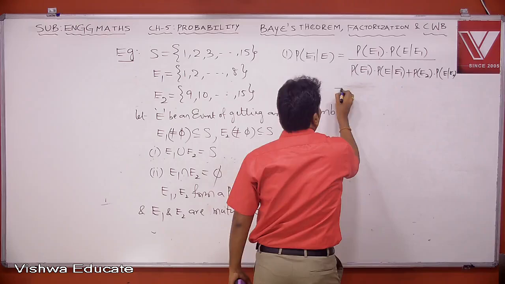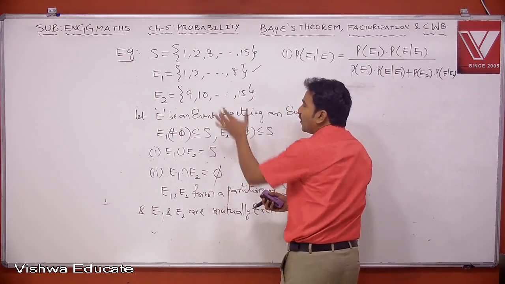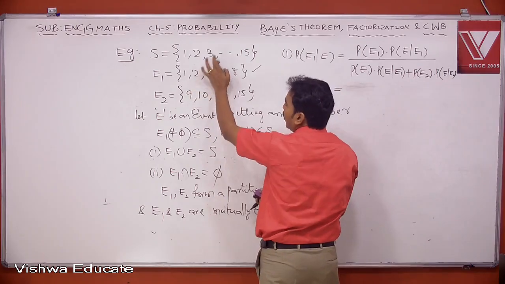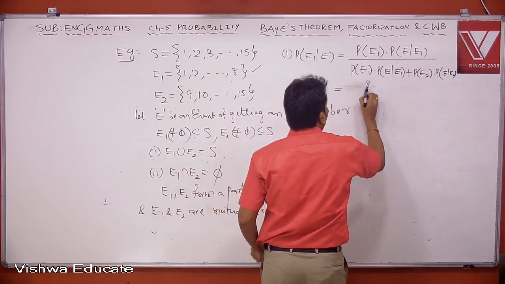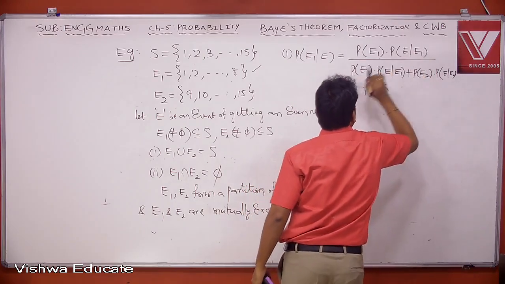Now let us see this. What is the probability of E1? See how many points are there? 8 points, 8 out of 15. So P of E1 is 8 by 15, into P of E slash E1.